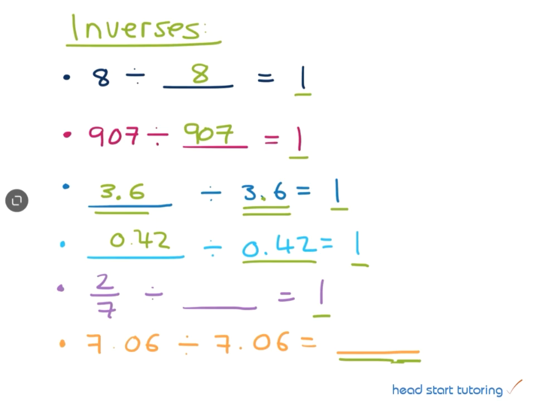It's the same here with whole numbers, it's the same with decimals, as we can see there, and it's going to be exactly the same with fractions as well. So 2 over 7 divided by what will give me an answer of 1? 2 over 7 divided by 2 over 7 will give me an answer of 1, because 2 over 7 is equal to 2 over 7. Right, so 7.06 divided by 7.06, because these two numbers are exactly the same, we will get an answer of 1.